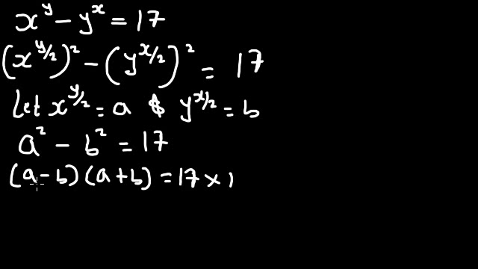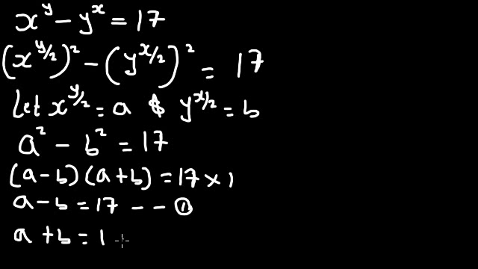Now at this point, we can set a minus b to be equal to 17 and set a plus b to be equal to 1 and see if we can sort things out. Upon doing that, we have a minus b equal to 17, which we continue as equation 1, and a plus b equal to 1, which is equation 2. Now clearly we have two linear equations which you can solve simultaneously.